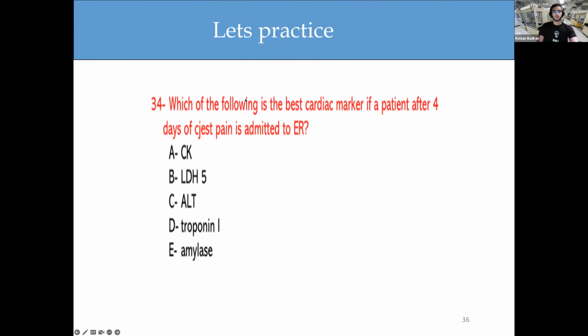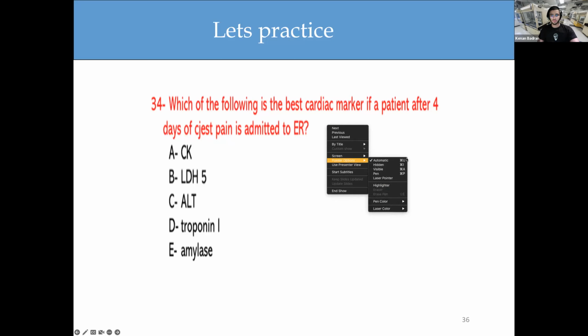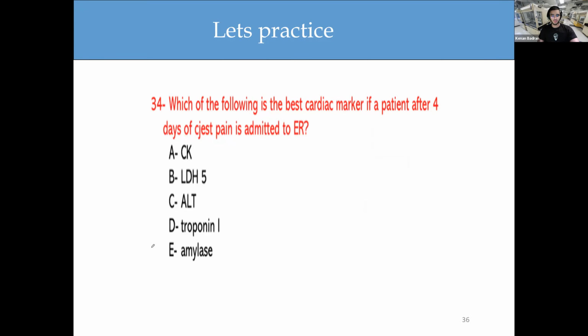Okay. Now, which of the following is the best cardiac marker if a patient after 4 days of chest pain is admitted to the ER? This was a previous batch question. So let's cancel out what is not related to MI or chest pain. It's not amylase, obviously. Amylase is for either mumps or pancreatic problems, acute pancreatitis. What else should be removed?